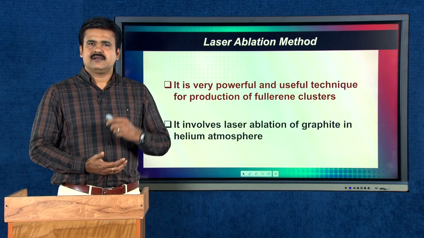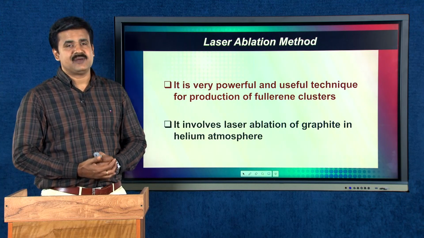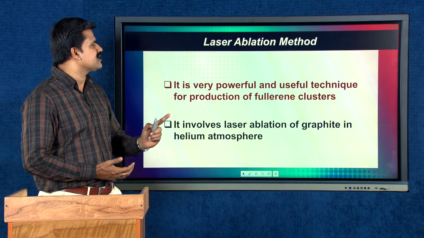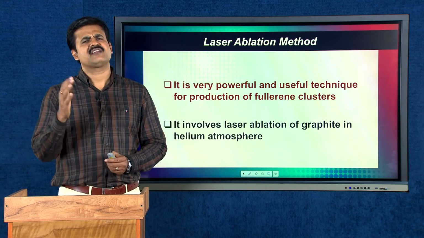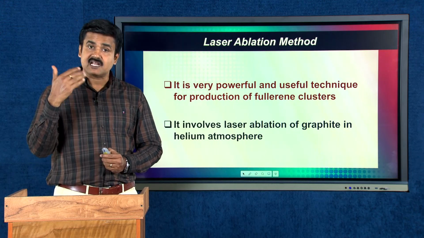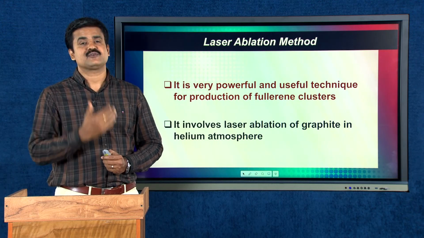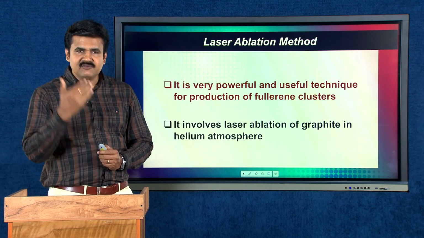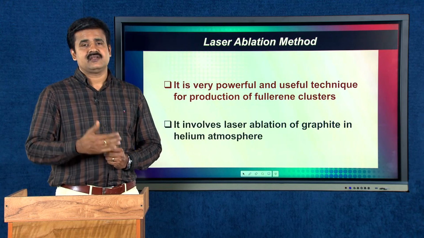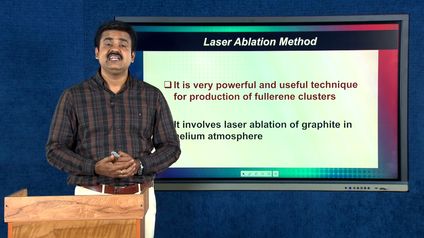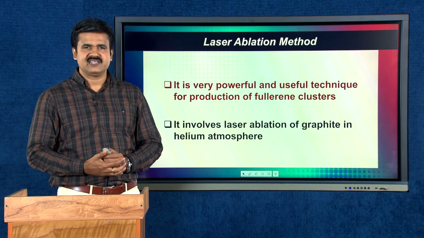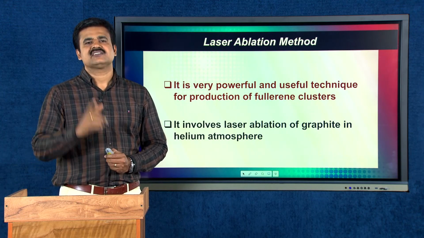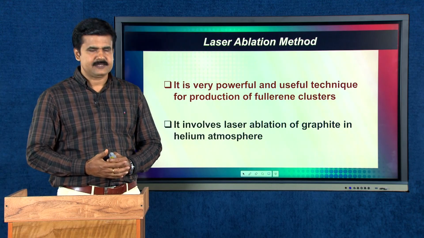The second technique, that is the laser ablation method, is a very powerful and useful technique for production of fullerene clusters. Fullerenes with different structures, different kinds of fullerenes, can be prepared by the second procedure, that is nothing but the laser ablation method. This method involves laser ablation of graphite in helium atmosphere. The graphite rod subjected to laser ablation must be performed in an inert atmosphere of helium.